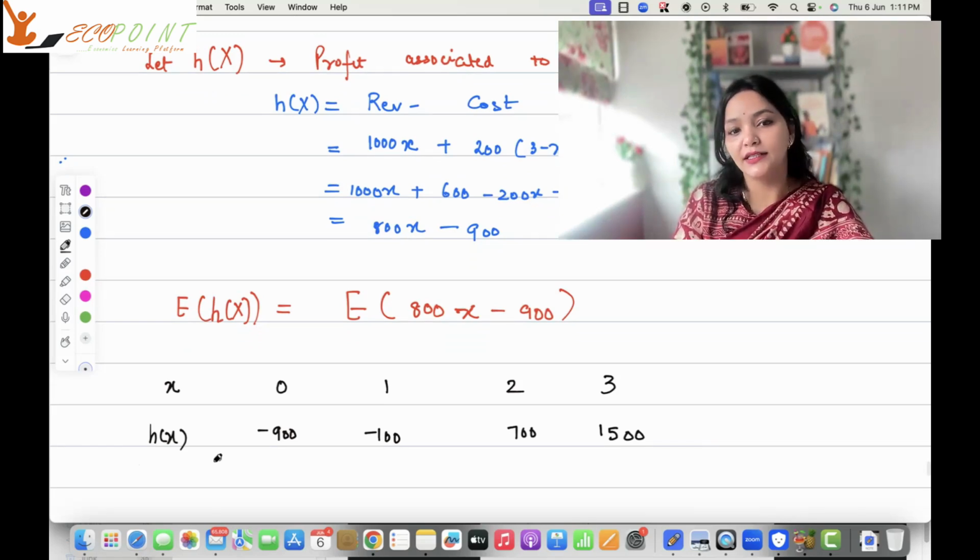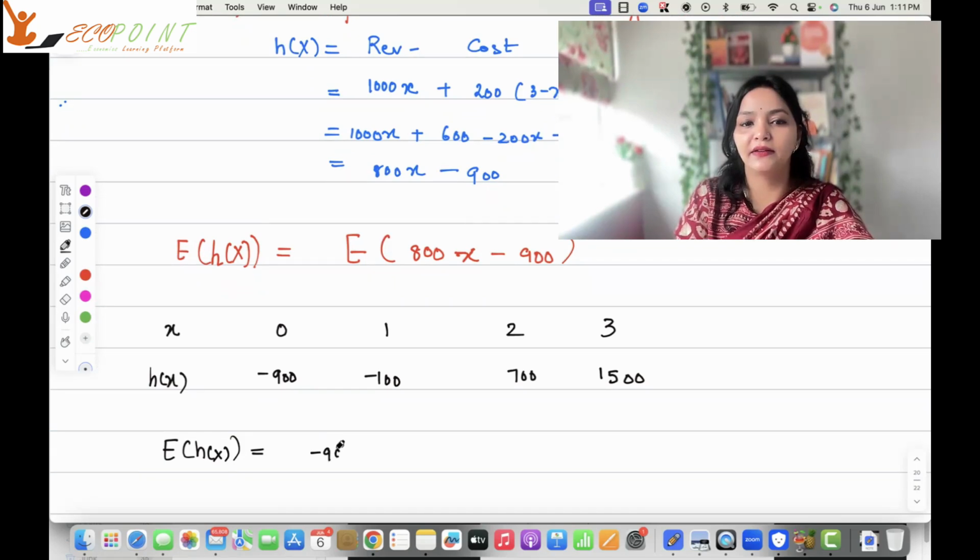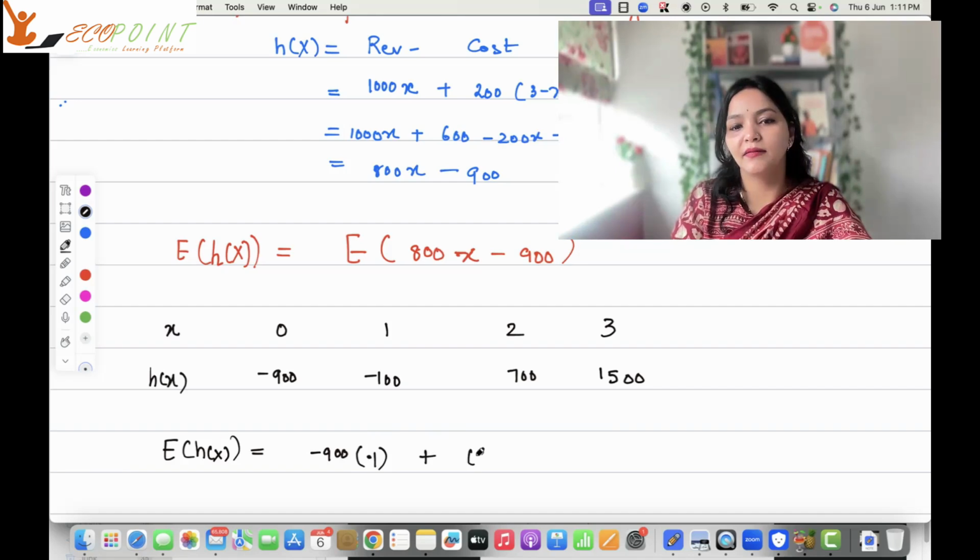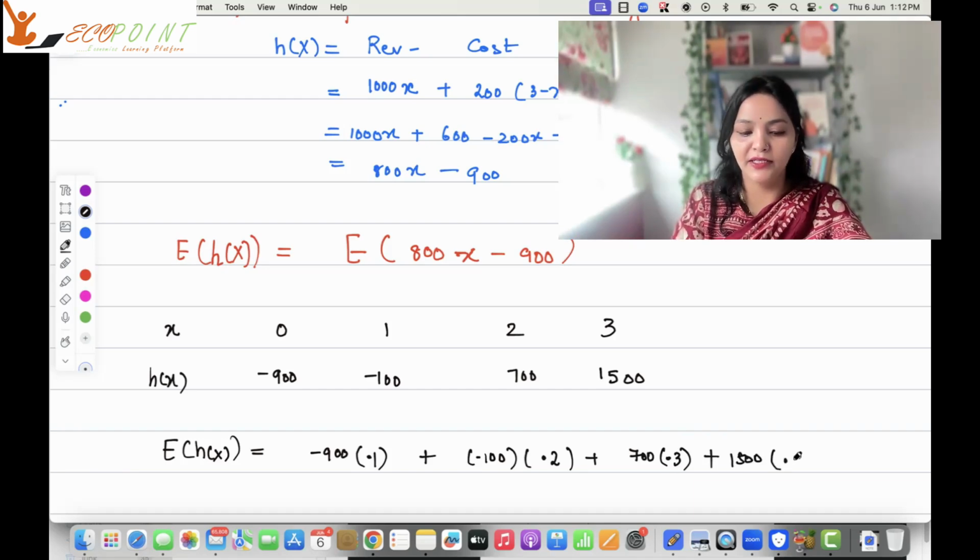And the probabilities associated to X will be the probability associated to Hx. Okay, so the expected value of Hx will be equal to minus 900 multiplied by 0.1 plus minus 100 multiplied by 0.2 plus 700 multiplied by 0.3 plus 1500 multiplied by 0.4. And hence what you get, after solving this, you will get $700 as the net profit.